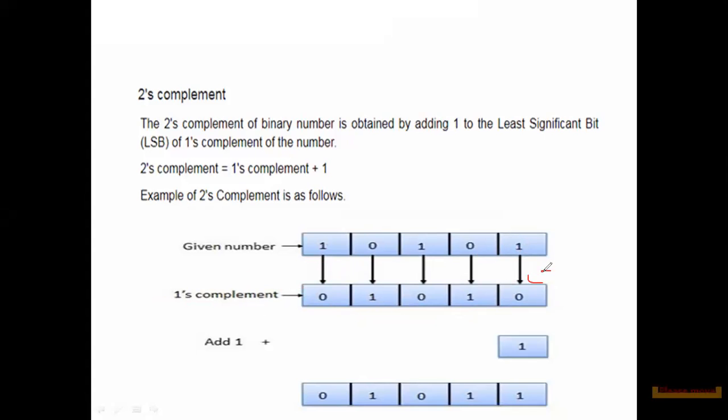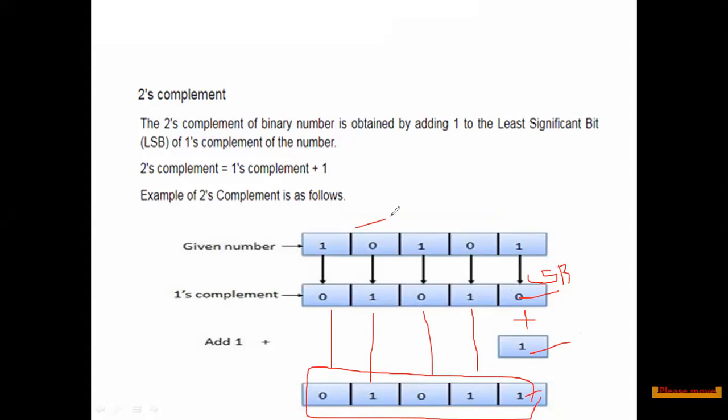LSB, that is what we call it. At the least significant bit we are adding 1. Then 0 plus 1 becomes 1, so we get 0, 1, 0 here. This is the two's complement for the given number. This is very easy to do.